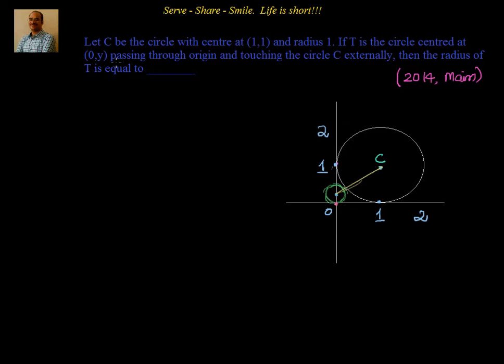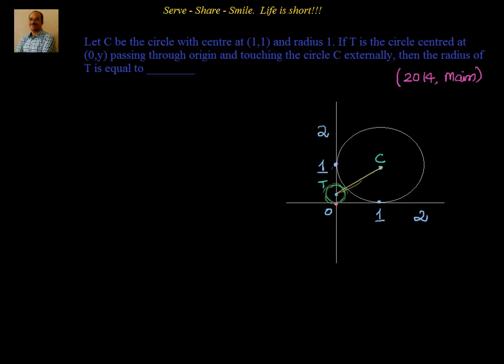There is another circle T. That circle is passing through the origin, that means it's passing through (0, 0), and its center is on the y-axis at (0, y), and it is touching circle C externally. This is circle T. Circle T is touching circle C externally. Then we have to find out what is the radius of T.